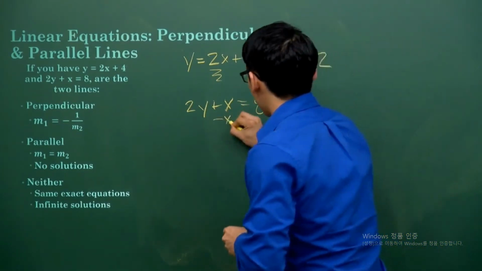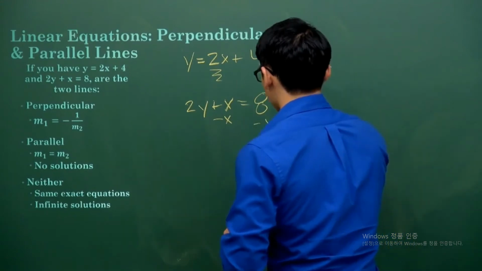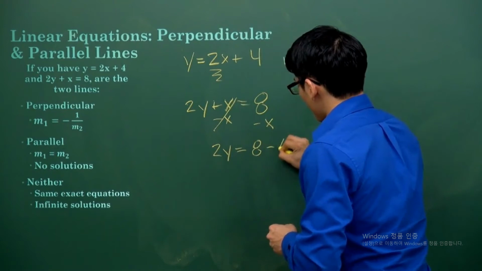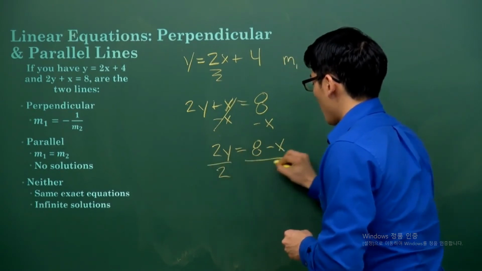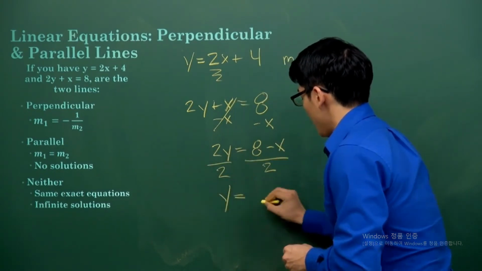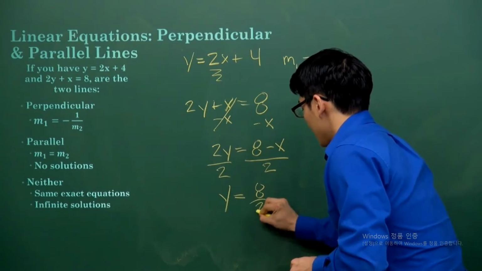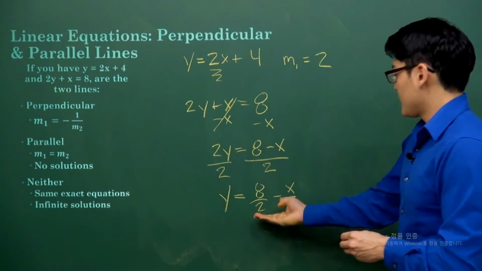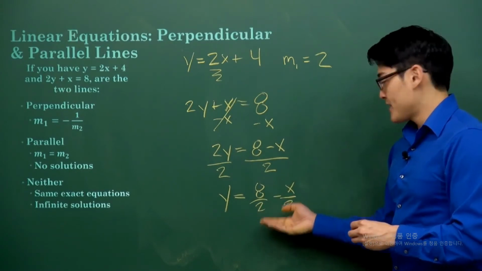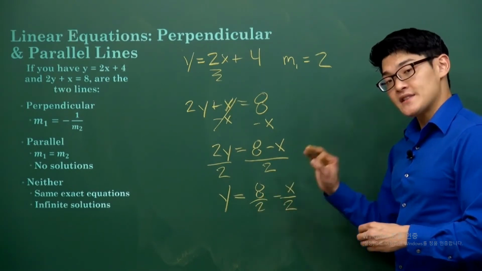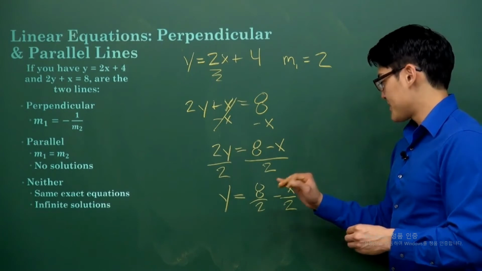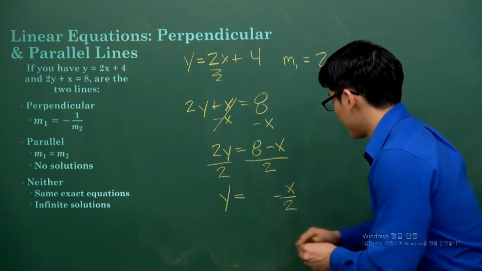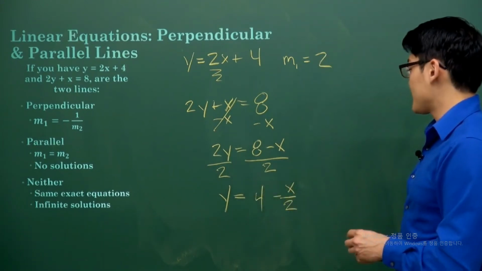So we're going to subtract x on both sides. And then we're going to divide by 2 to get y by itself. And it's going to end up looking like, and so you can separate the two fractions like this, and then you can go ahead and simplify it. Reduce 8 over 2 into 4. 4 minus x over 2.